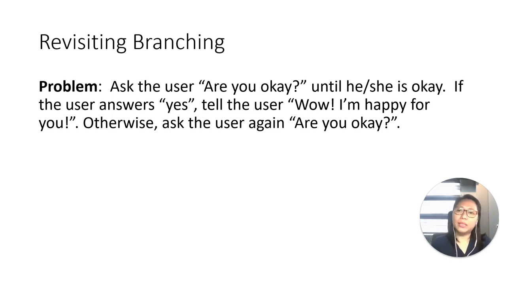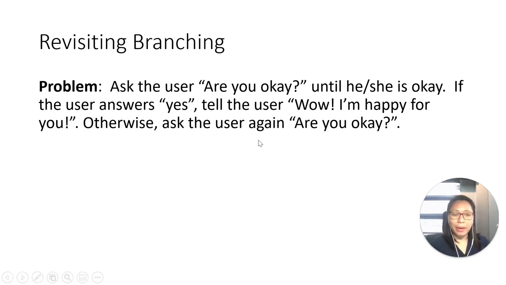So by now, we know how to add branching in our program and to include some conditions or tests. Let's take a look at this example. Let's say we have this problem. Ask the user, "Are you okay?" until he or she is okay. If the user answers yes, tell the user, "Wow, I'm happy for you." Otherwise, ask the user again, "Are you okay?" Let's think about how to solve this one.